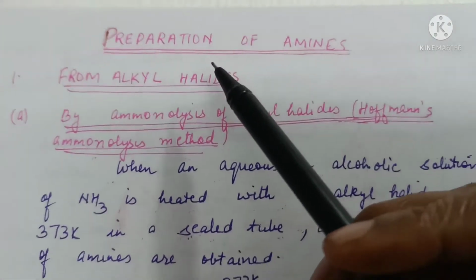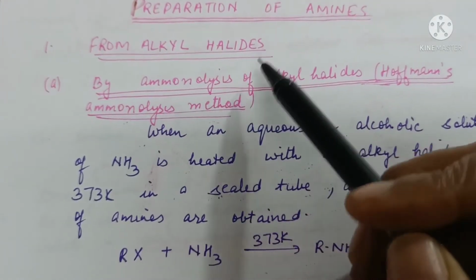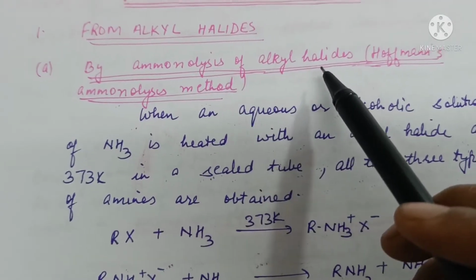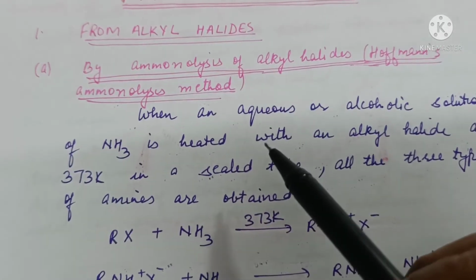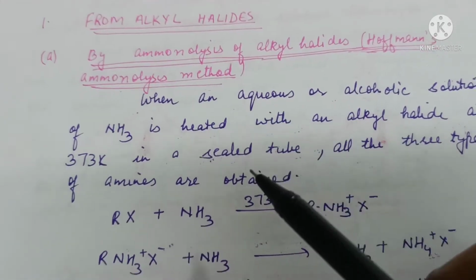Our topic for today is preparation of amines. First method is from alkyl halides. So, by ammonolysis of alkyl halides, amines can be prepared. The reaction is also called Hofmann's ammonolysis method.